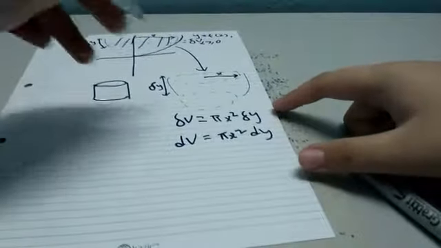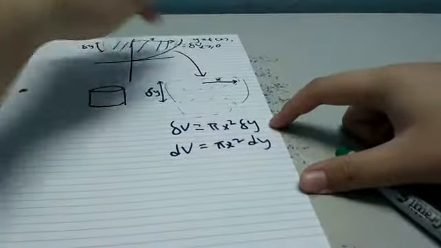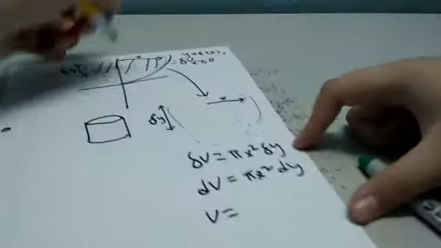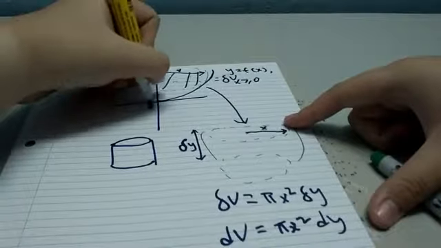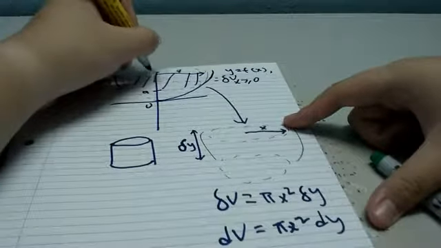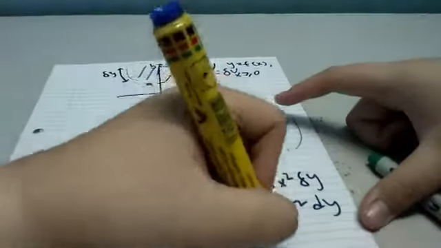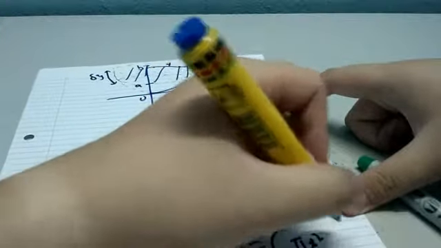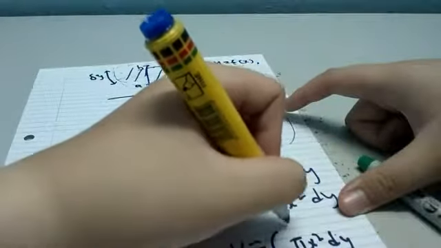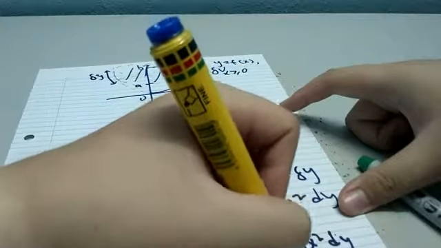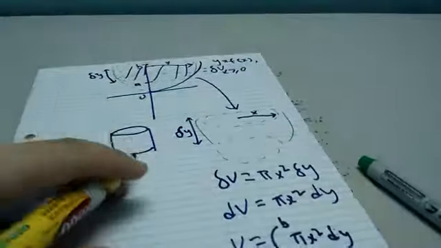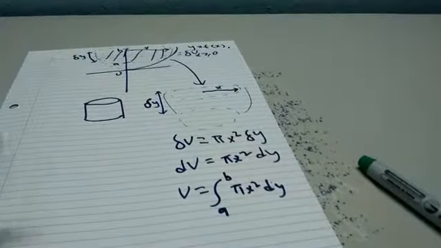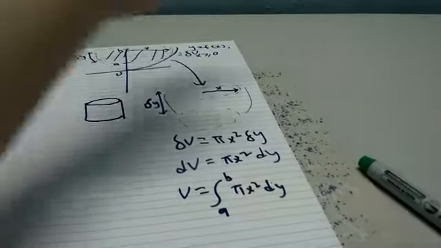Then we can integrate, but since this volume converges in the first place, V, let's say from point A to point B, is equal to the integral of pi x squared dy from A to B. So that's probably how you're going to find the solid of revolution.